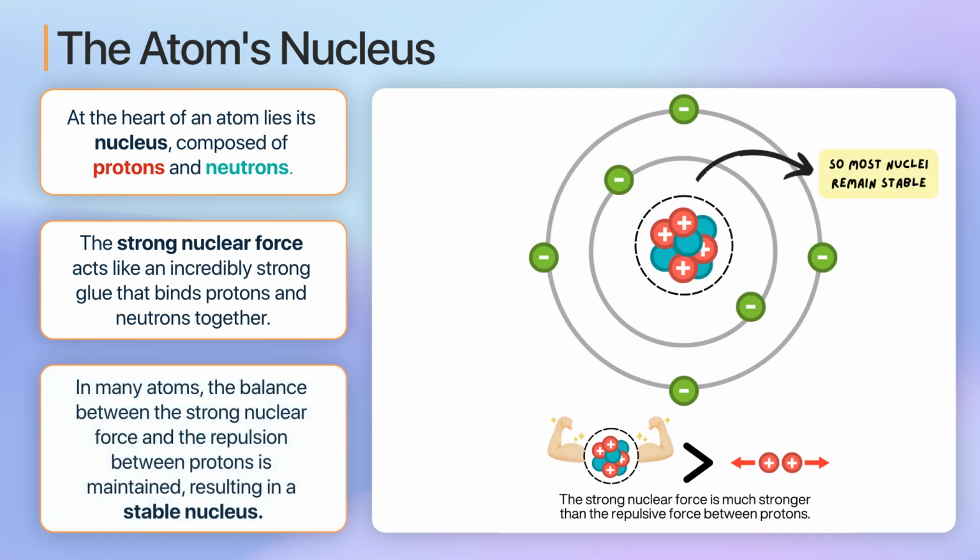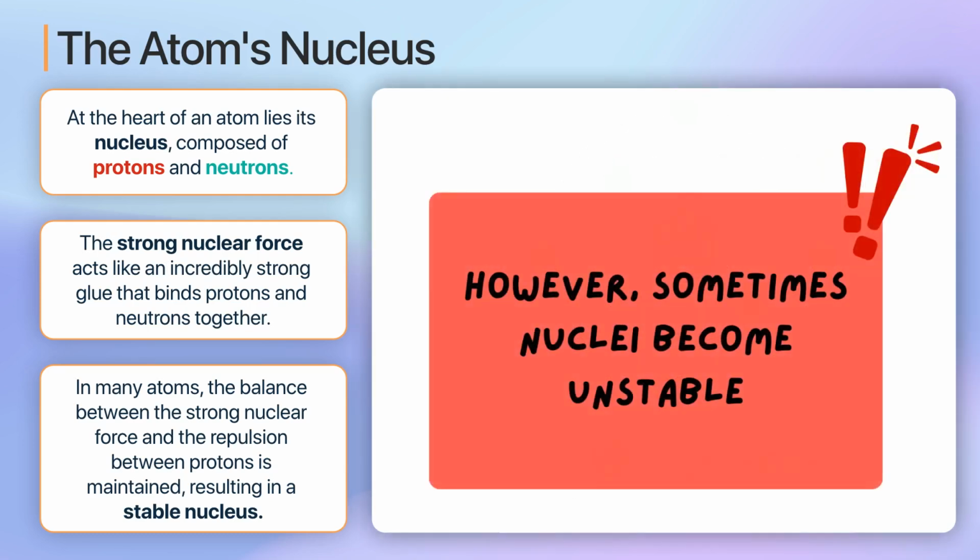In many atoms, this balance between the strong nuclear force and the repulsion between protons is perfectly maintained, resulting in a stable nucleus. However, in some atoms, this delicate balance can be disrupted. This typically happens when a nucleus contains too many protons or neutrons, or when it possesses excess energy.